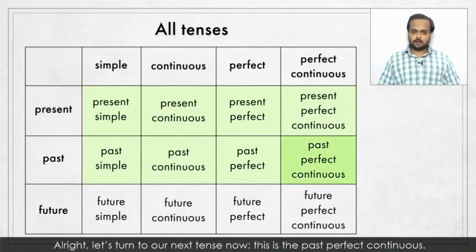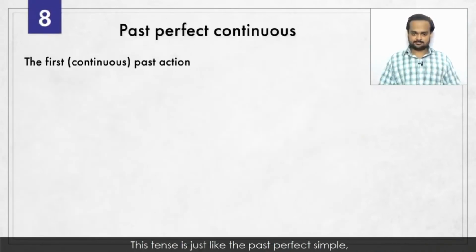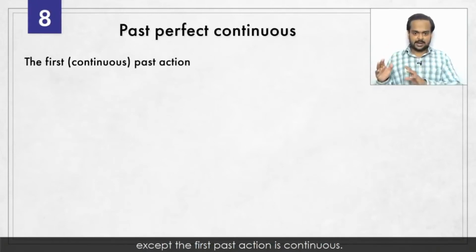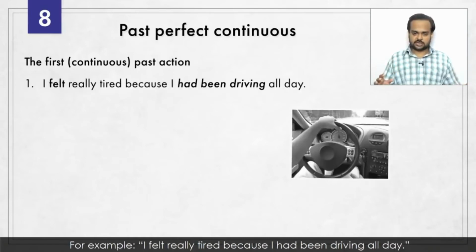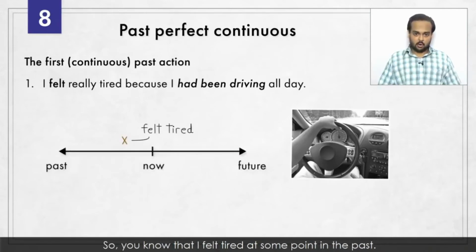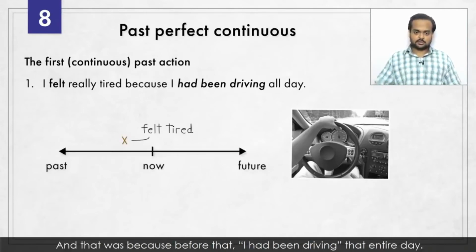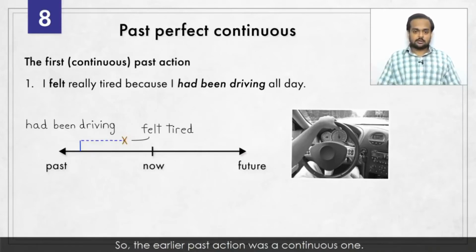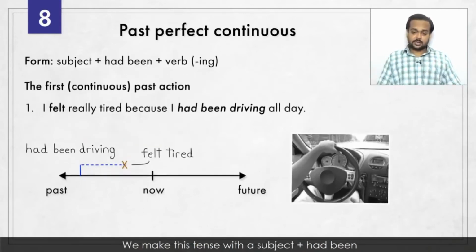This is the past perfect continuous. This tense is just like the past perfect simple, except that the first past action is continuous. For example, I felt really tired because I had been driving all day. So you know that I felt tired at some point in the past. And that was because before that, I had been driving that entire day. So the earlier past action was a continuous one. We make this tense with a subject plus had been plus a verb in the continuous or ing form.